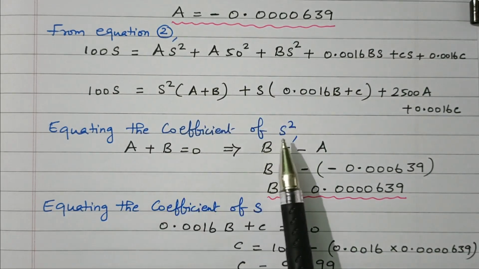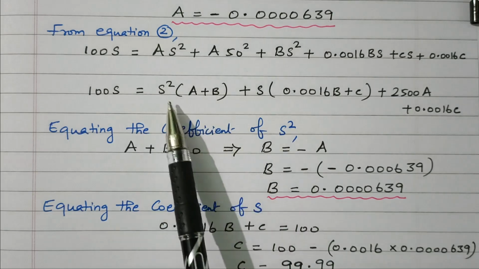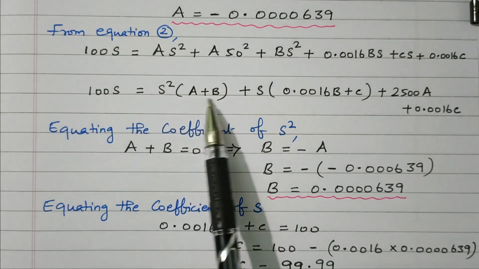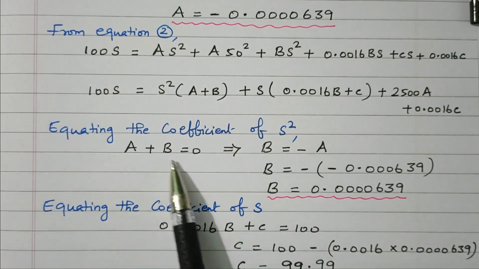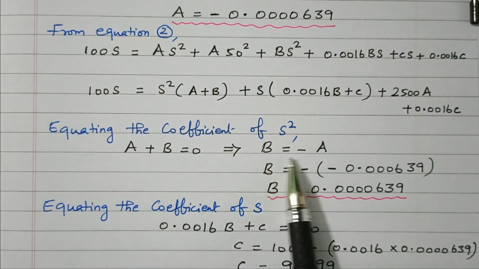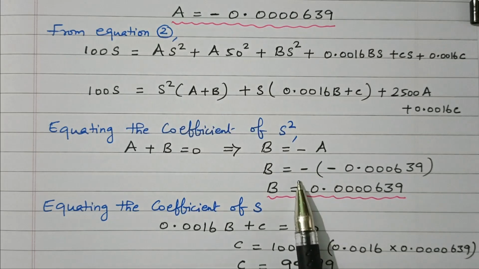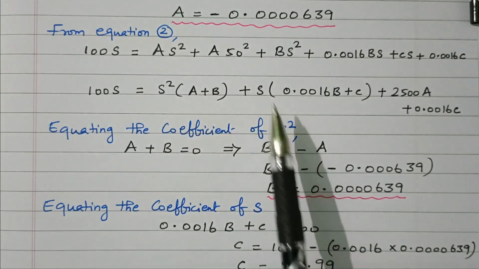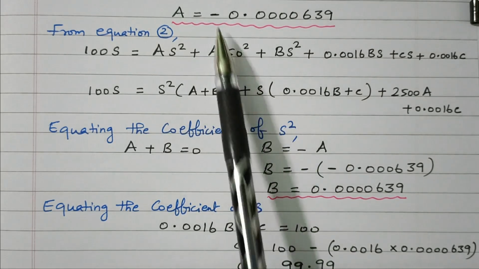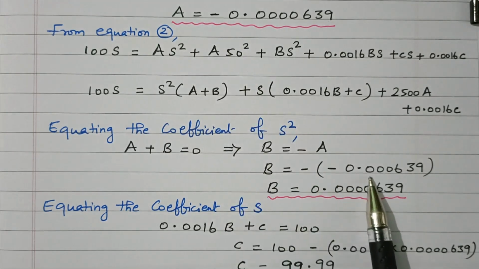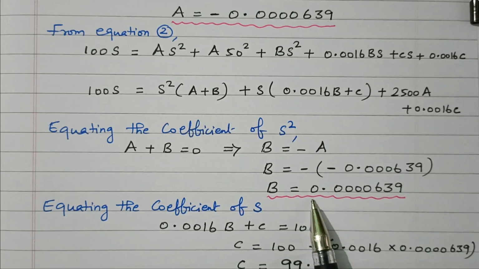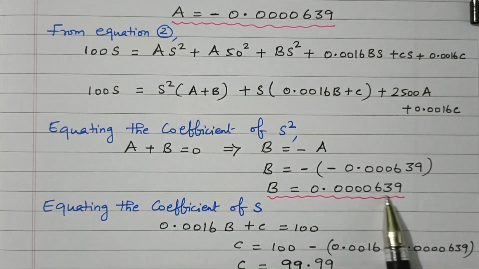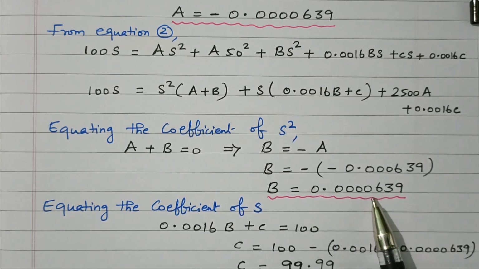Now equating the coefficient of S square. The coefficient of S square is A plus B. Here the coefficient is not available, so 0. So A plus B equal to 0, so that B equal to minus A. Minus of minus: the A value is minus, already minus is there, minus 0.0000639. So both the minuses become plus. So B is 0.0000639 plus. Right.